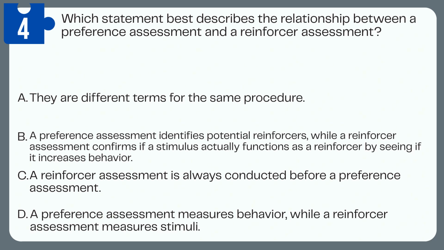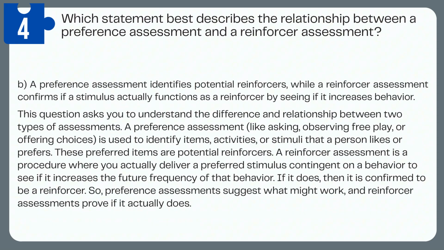Question 4. Which statement best describes the relationship between a preference assessment and a reinforcer assessment? A. They are different terms for the same procedure. B. A preference assessment identifies potential reinforcers, while a reinforcer assessment confirms if a stimulus actually functions as a reinforcer by seeing if it increases behavior. C. A reinforcer assessment is always conducted before a preference assessment. D. A preference assessment measures behavior, while a reinforcer assessment measures stimuli.